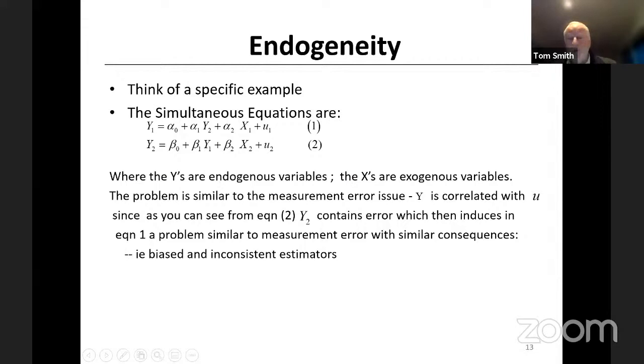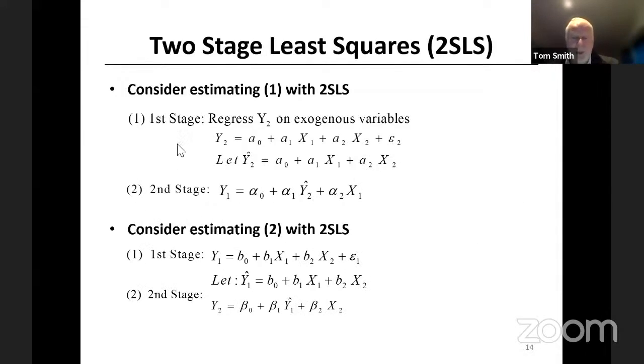So if you wanted to run two-stage least squares, you'd regress each of the endogenous variables. Y2, you'd regress on the two exogenous variables, x1 and x2, define the y2 hat, and in equation 1, you use y2 hat instead of the y2. In equation 2, estimating that, you'd run y1 as a function of the exogenous variables. You'd define y1 hat, and then you run equation 2 with y1 hat. Very involved, right, this two-stage least squares procedure.